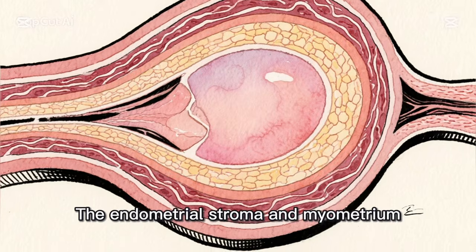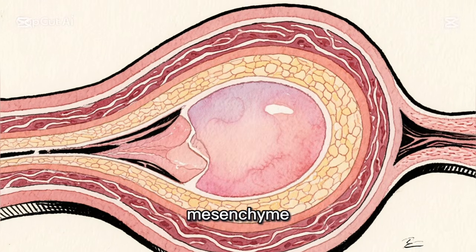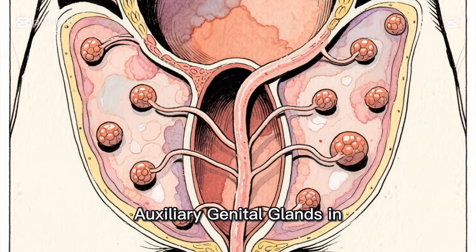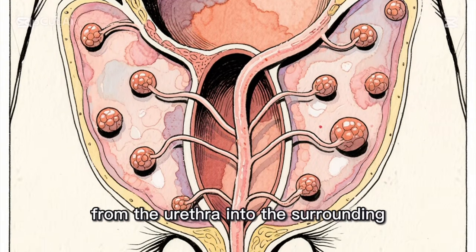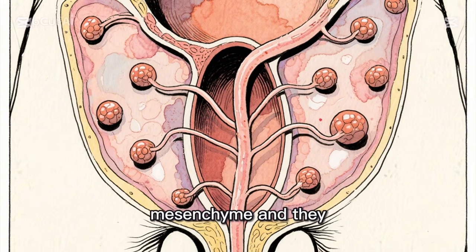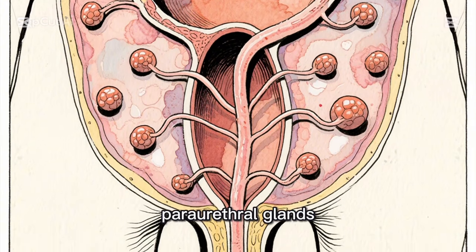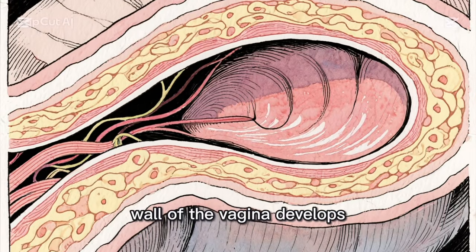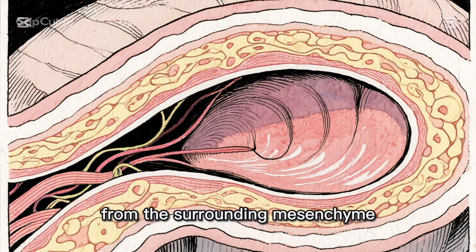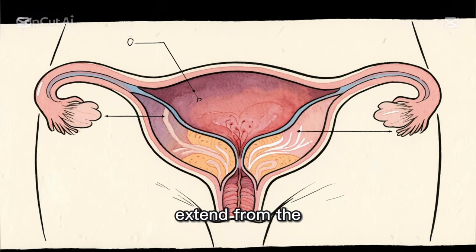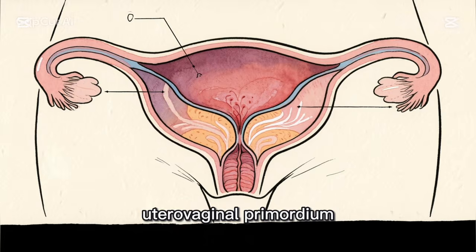The endometrial stroma and myometrium are derived from splanchnic mesenchyme. Accessory genital glands in females are outgrowths from the urethra into the surrounding mesenchyme, and they form the urethral glands and paraurethral glands. The fibromuscular wall of the vagina develops from the surrounding mesenchyme. Development of the vagina extends from the urogenital sinus to the caudal end of the uterovaginal primordium.